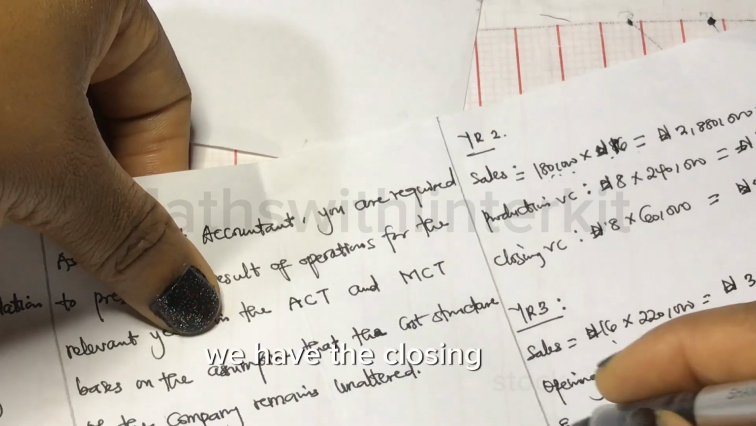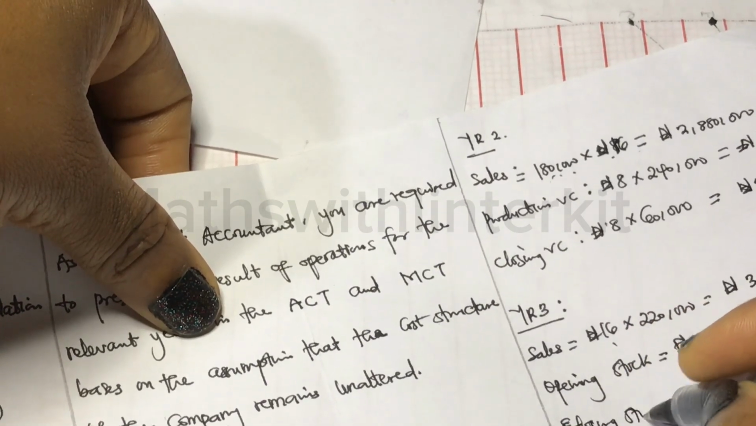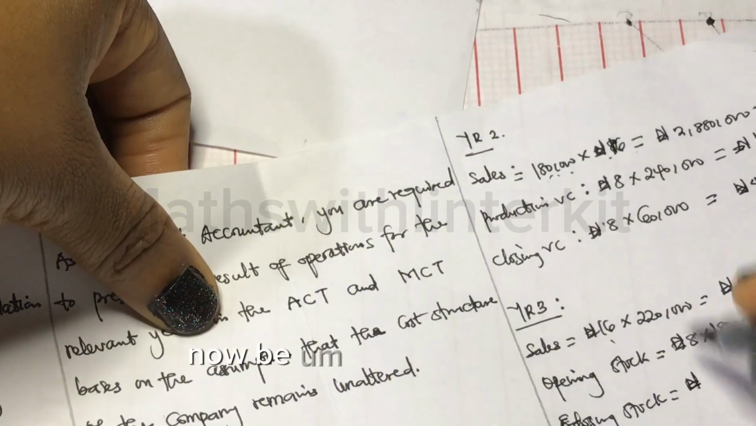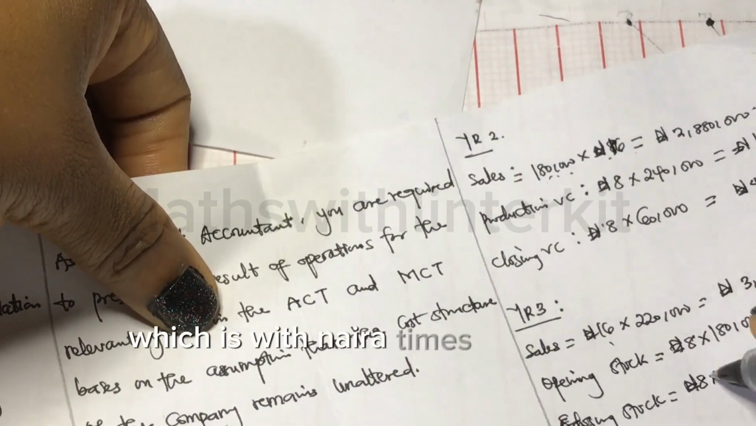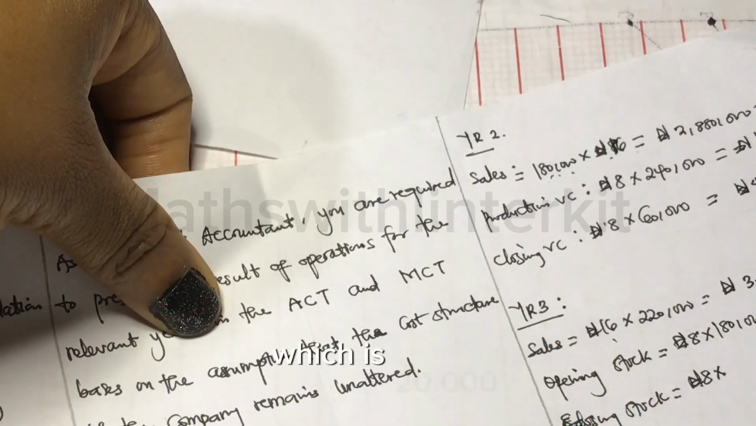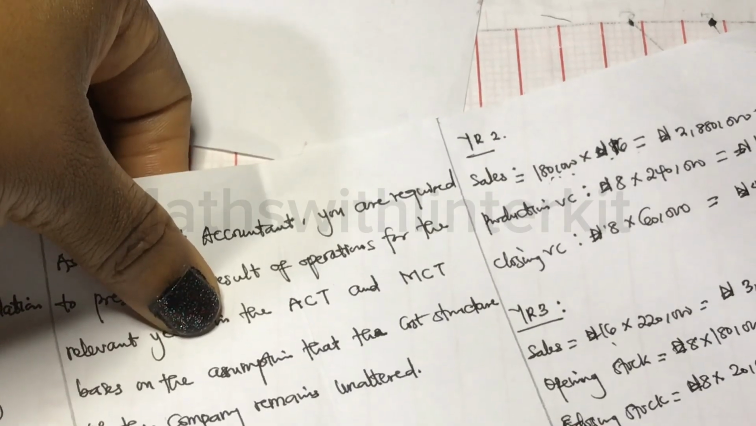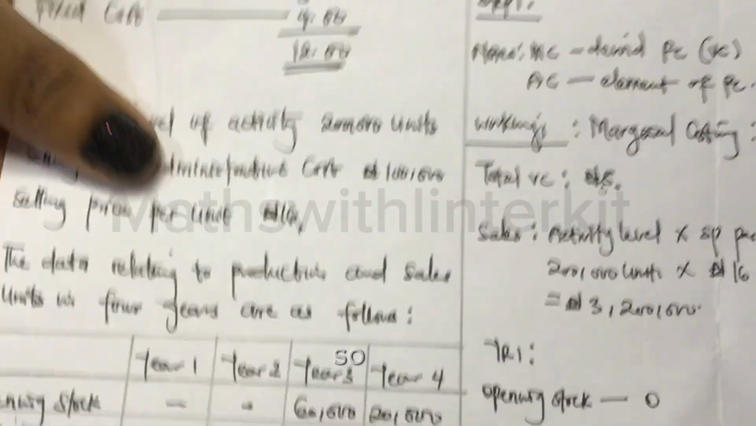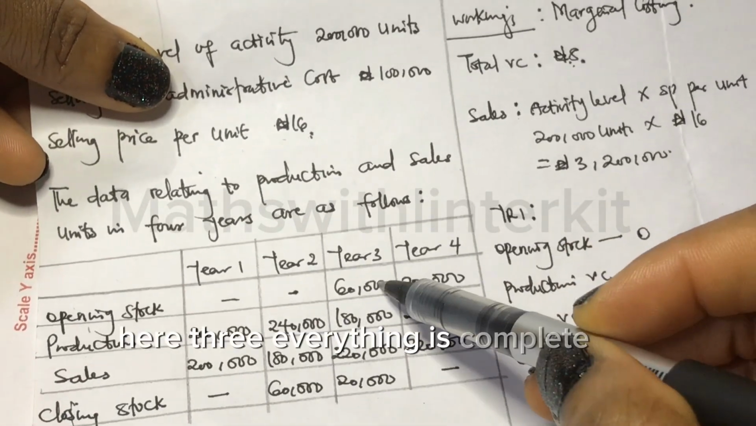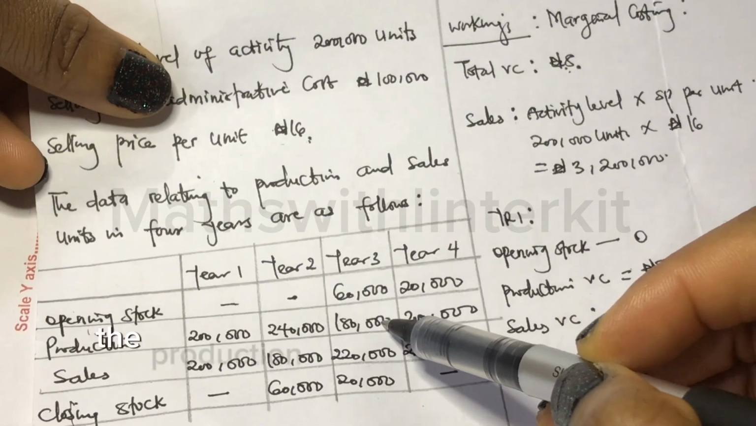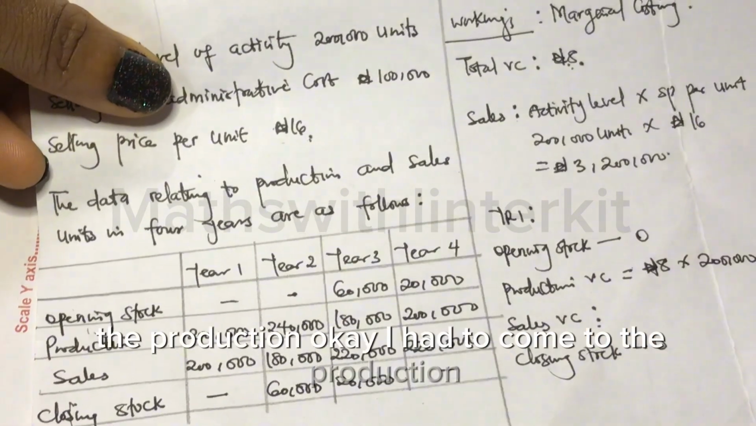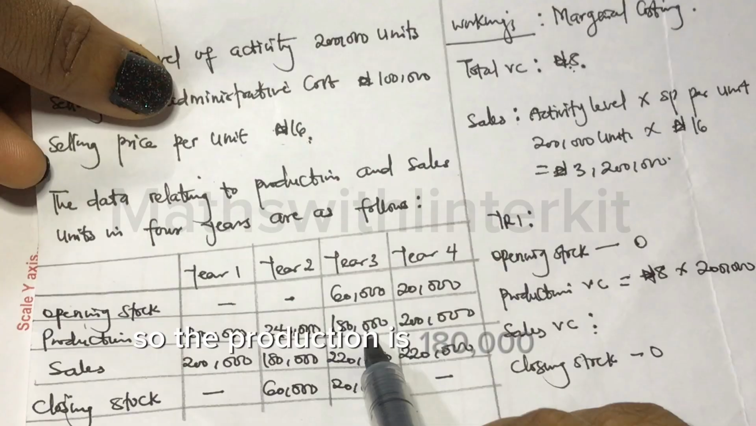We have the closing stock. That will be the variable cost, which is 8 naira times the closing stock unit, which is 20,000. So here in year 3, everything is complete: the opening stock, the production. Okay, we are yet to capture the production. So the production is 180,000.